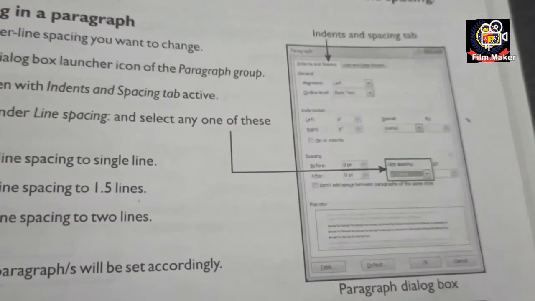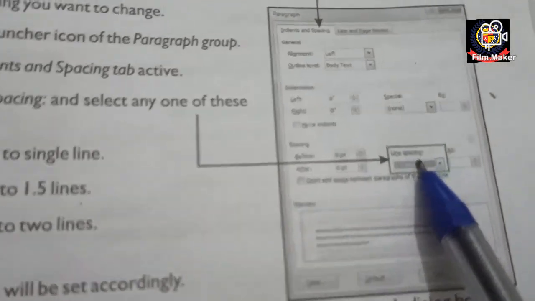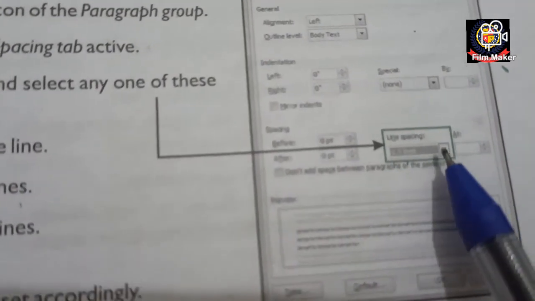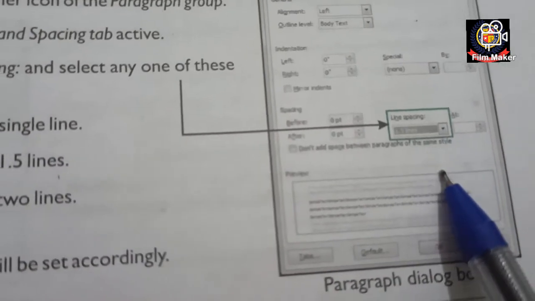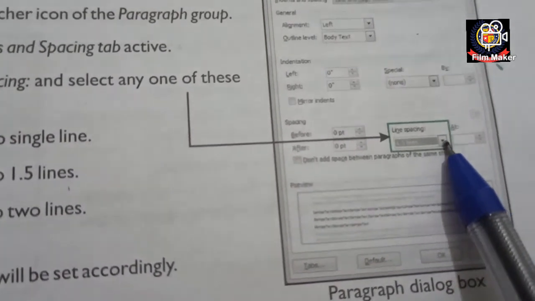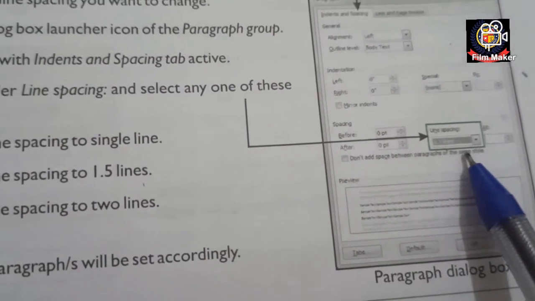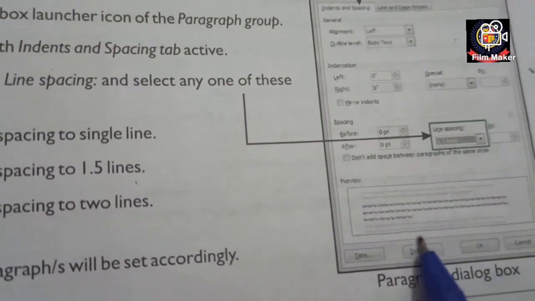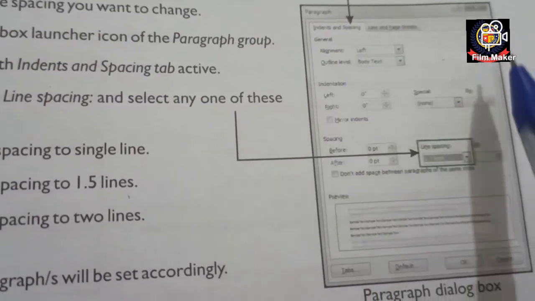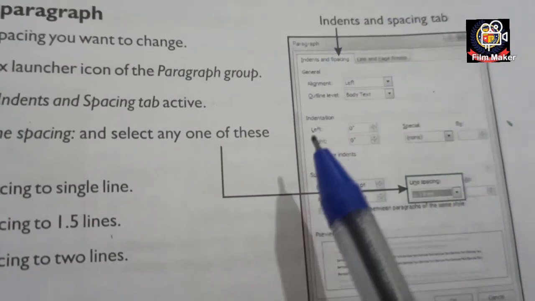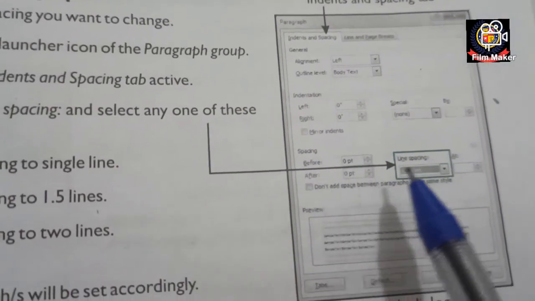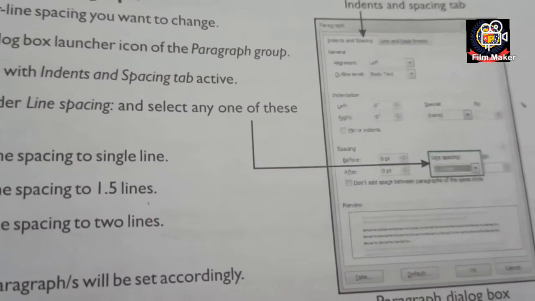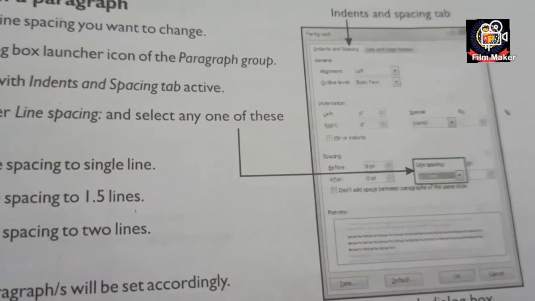So this is basically the dialog box launcher. This is the option of line spacing. Okay, this is the line spacing. From this drop down arrow you can select the type of line spacing, whether you want to give space of a single line, double line, or 1.5 lines. So first of all you need to select the paragraph, and then go to the Home tab. Then in the Paragraph group you get this paragraph dialog box, and inside that you get the option of line spacing. Through this you can give space, and the spacing varies from a single line, 1.5 lines, and even double lines.